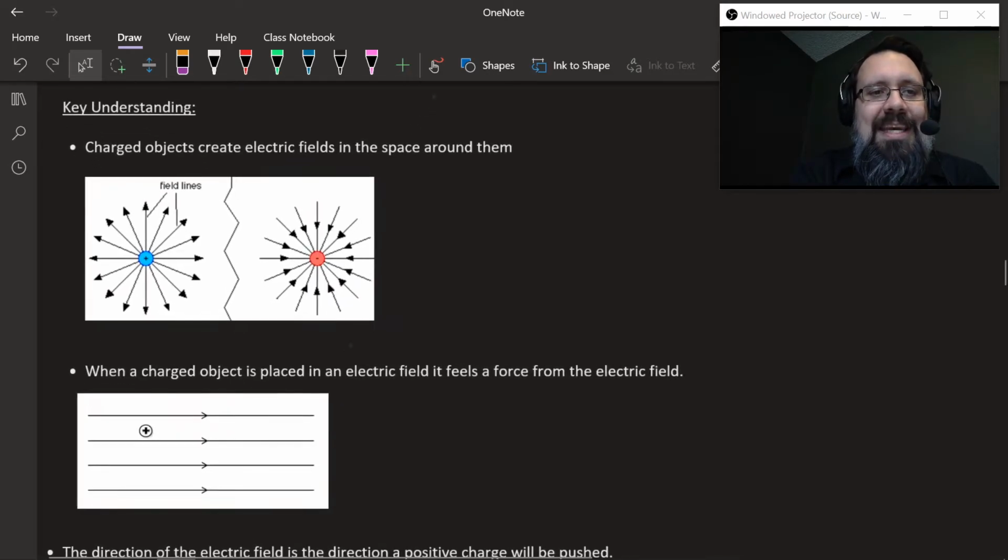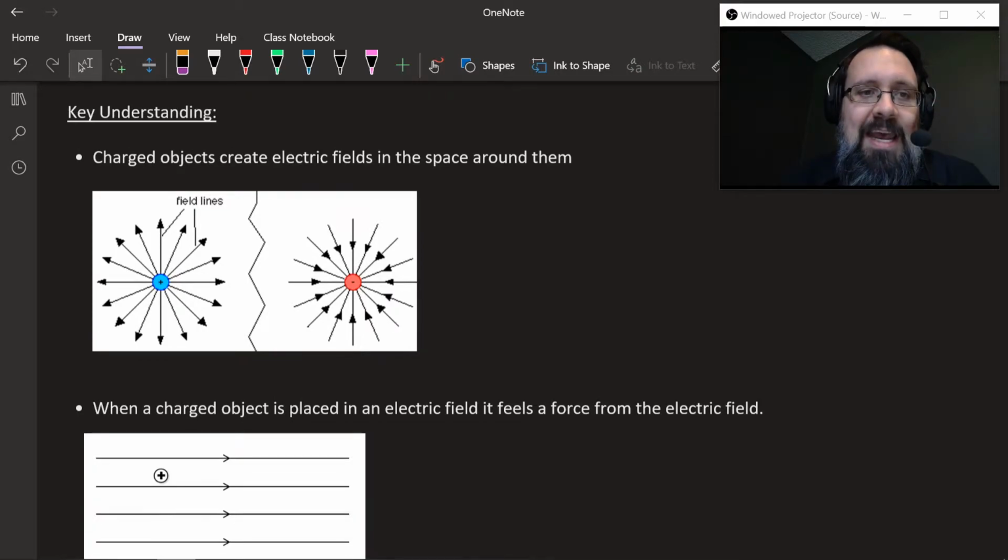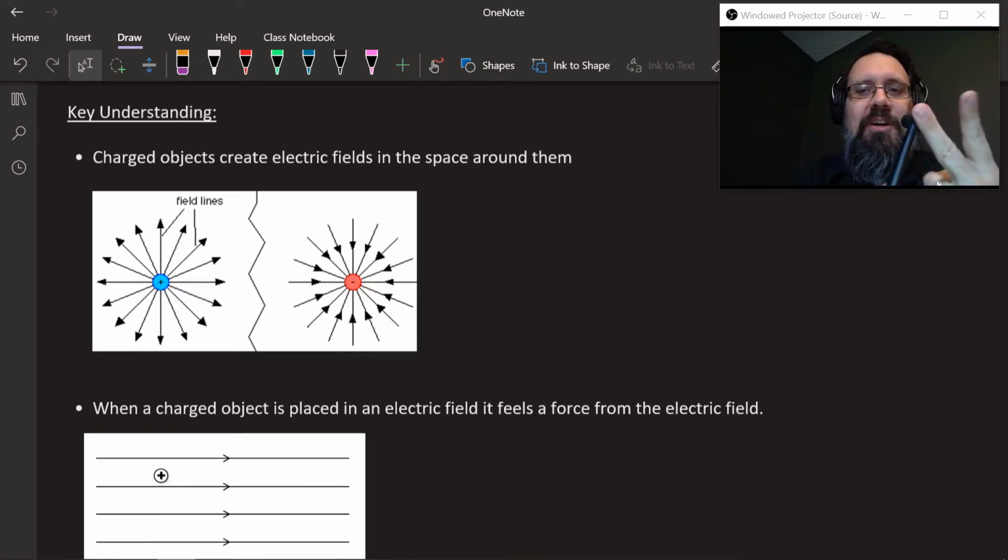And so here are the key understandings that you need to know about electric fields. The first is that charged objects create electric fields. So in order to create an electric field, you have to have charge. So that's the first key understanding. What is it that creates electric fields? Anything that has charge. Whether it's a positive charge or a negative charge, it's going to create an electric field around it. And so here's the electric field around a positive charge. Here's the electric field around a negative charge.